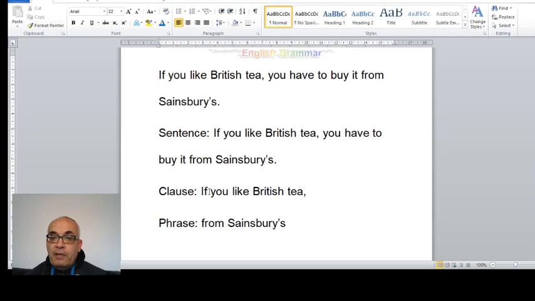If you say, if you like British tea, now this is a clause. It has a subject, it has a verb, it has a complement, but it is not complete. So a clause is not complete, and this is the main difference between a sentence and a clause. A phrase, from Sainsbury's, this is a phrase, so most of the time it's a preposition and a noun.